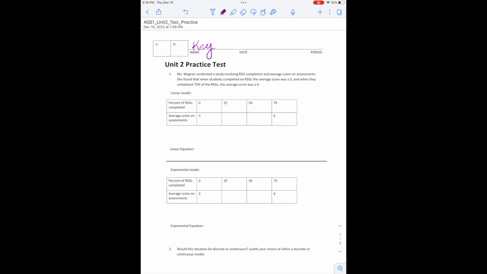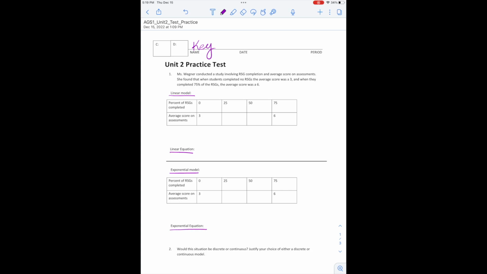So question number 1 says that Ms. Wagner conducted a study involving RSG completion and average score on assessments. She found that when students completed no RSGs, the average score was a 3, and when they completed 75% of the RSGs, the average score was a 6. So it asks us to produce a linear model, a linear equation, an exponential model, and an exponential equation.